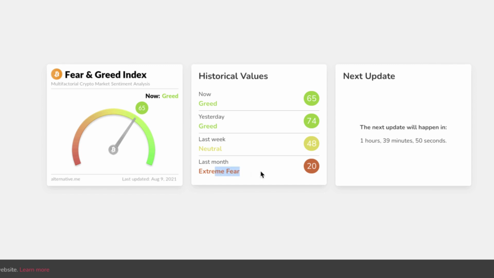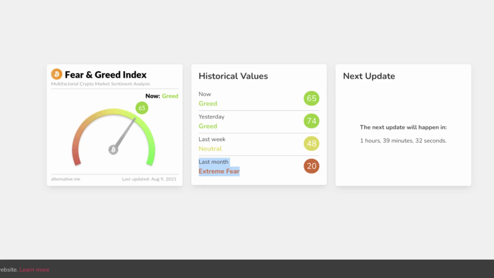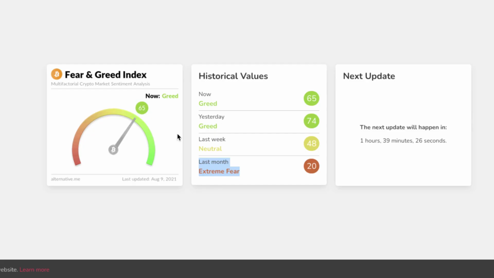This is what I say right here: under 10 equals automatic buy. Over 70, start scaling out. Last time I checked it was at 50. Now it's at 65, so people are definitely getting more greedy. If it runs up past 70, maybe it's time to start scaling out, but it's not there yet.